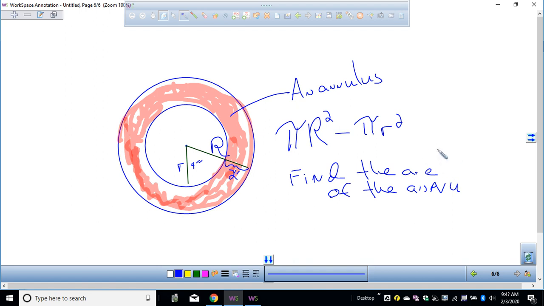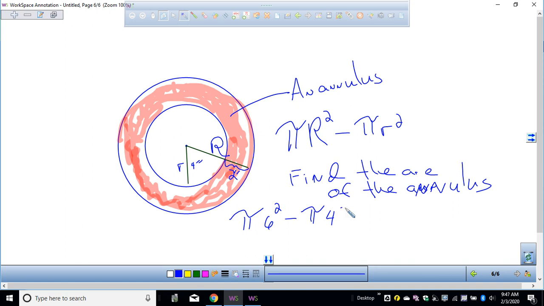Find the area of the annulus. That's what that says. A-N-N-U. Who can tell me how to do that? Go ahead, Abby. You add 2 and 4 together. Right. To get 6, and then you square 6, minus pi times 4 squared.